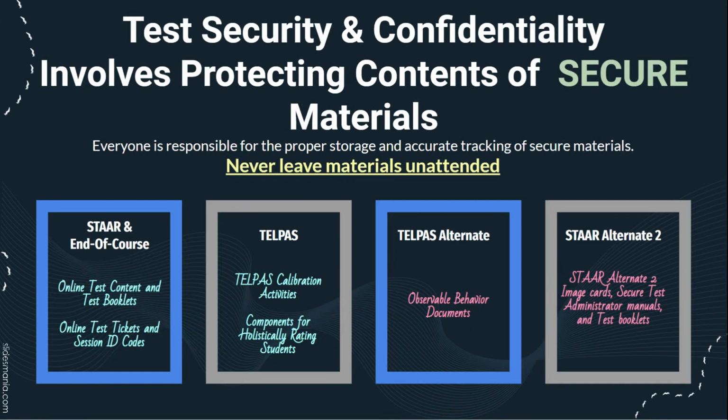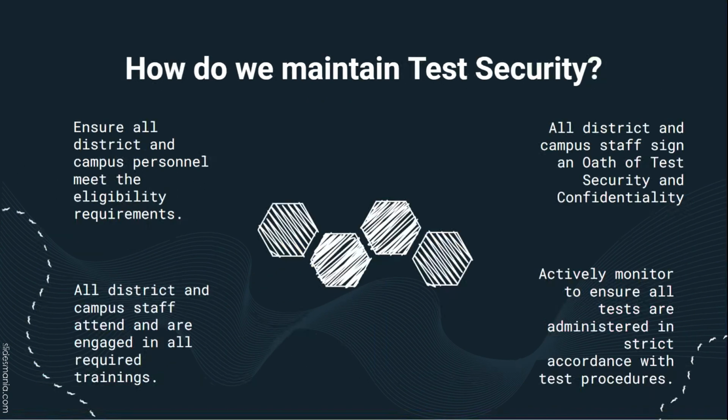Everyone is responsible for proper storage and secure materials. If materials are left unattended, you should immediately contact the testing coordinator. Secure materials include online test content and test booklets, test tickets, and session IDs. It also includes TELPAS calibration activities, the components for holistically rating students, and the TELPAS alternate observable behavior documentation. It includes STAAR Alternate 2 image cards, secure manuals, and test booklets.